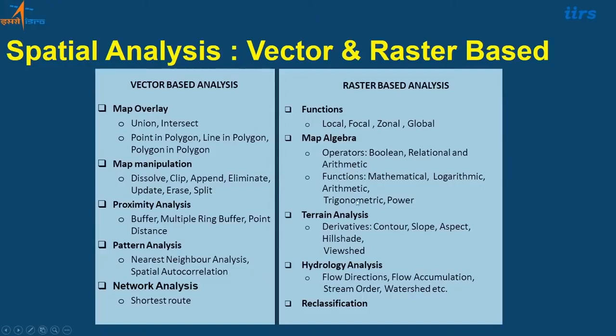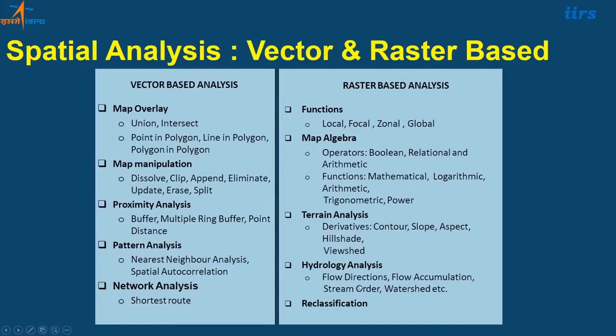Trigonometric, power, terrain analysis. Suppose I want to derive a contour map, slope map, aspect map, or hillside, viewshed. These are all performed on top of a raster-based data set. Hydrological analysis: flow direction, flow accumulation, stream order, watershed delineation. So these are all performed.